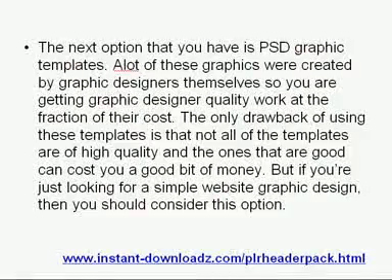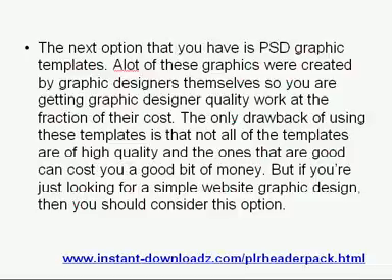The next option that you have is PSD graphic templates. A lot of these graphics were created by graphic designers themselves, so you are getting graphic designer quality work at a fraction of their cost. The only drawback of using these templates is that not all of the templates are of high quality, and the ones that are good can cost you a good bit of money. But if you are just looking for a simple website graphic design, then you should consider this option.